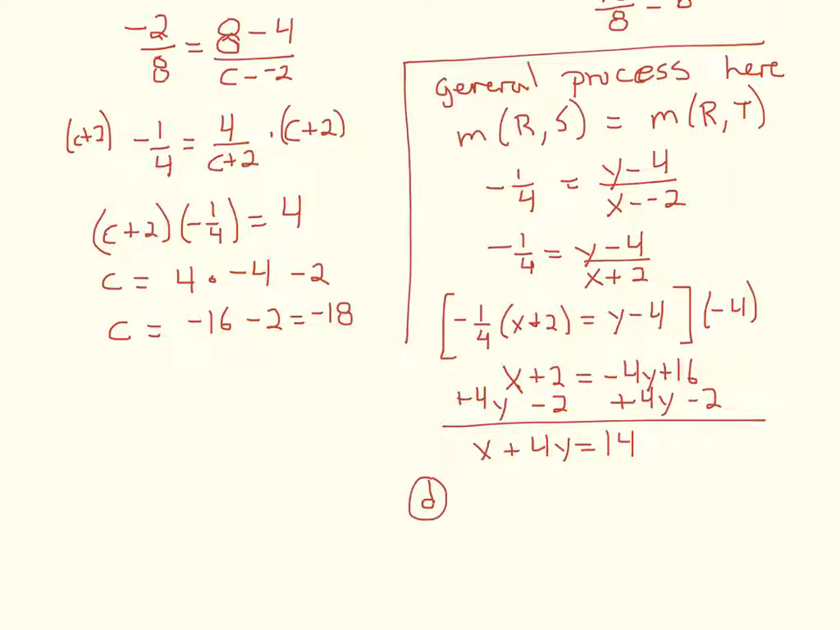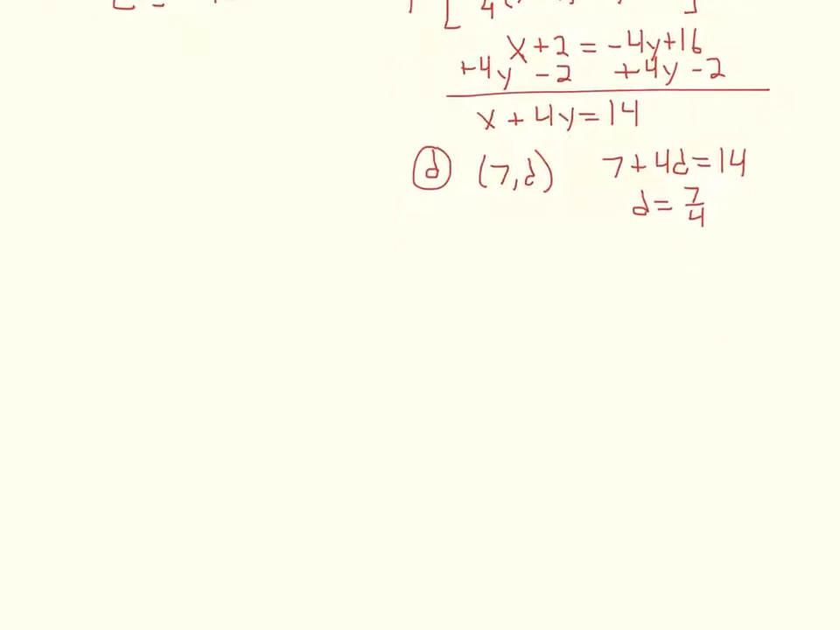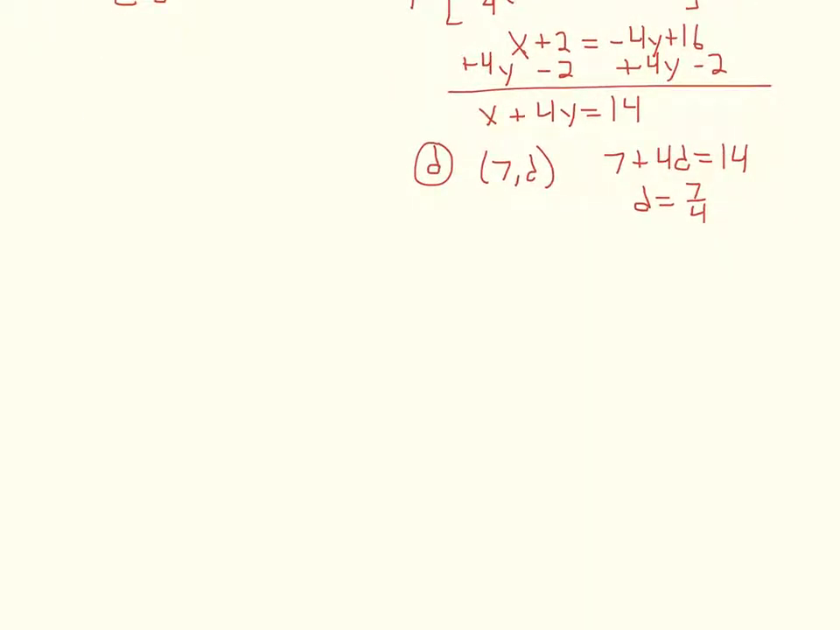So for our point in D, we have 7 comma D. So we plug 7 in for x and D in for y. 7 plus 4D equals 14. And now let's use chunking here. So 4D must be 7, which tells us that D is equal to 7/4. And then we can do the same equation for the other ones.